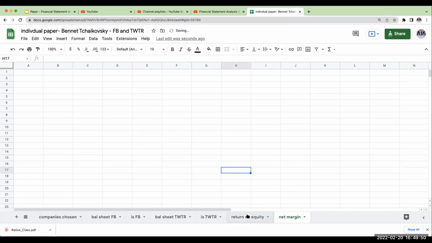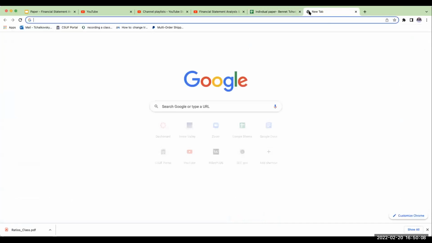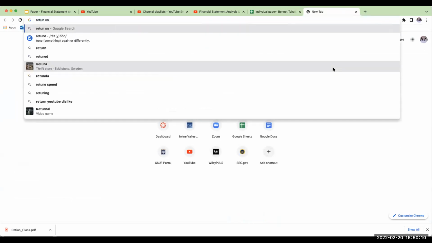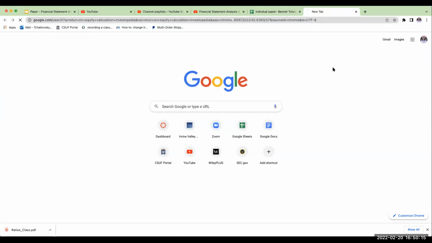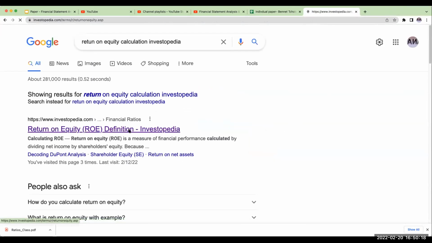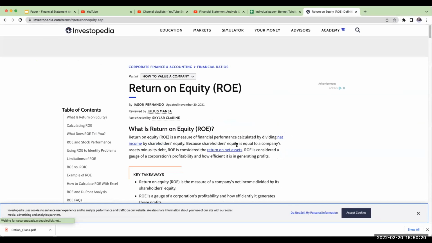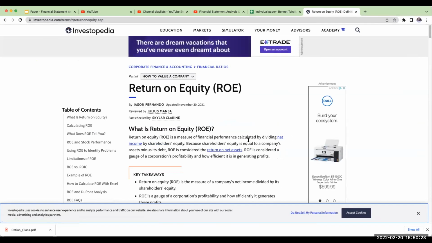Okay. So I've chosen two ratios. Why am I choosing these two ratios? For the return on equity, let's go through and see what this means. Return on equity calculation, Investopedia. Okay, so right over here, this is going to be dividing net income by shareholders' equity.